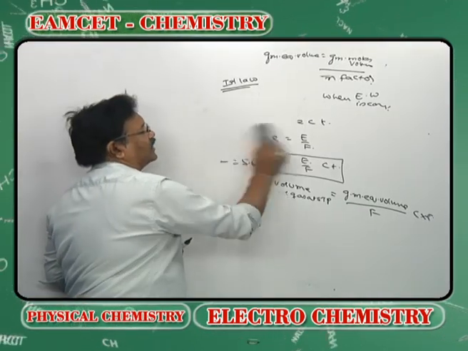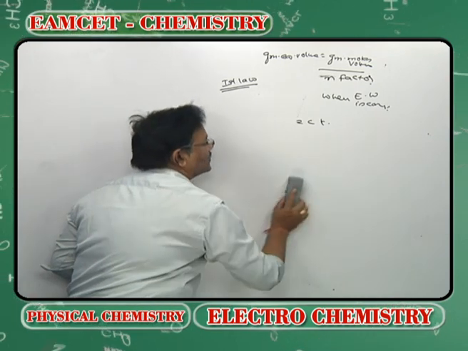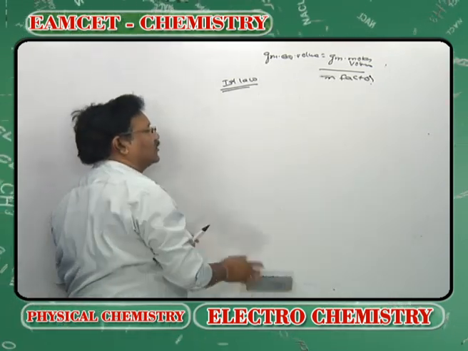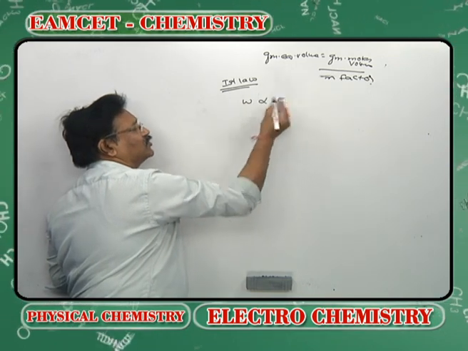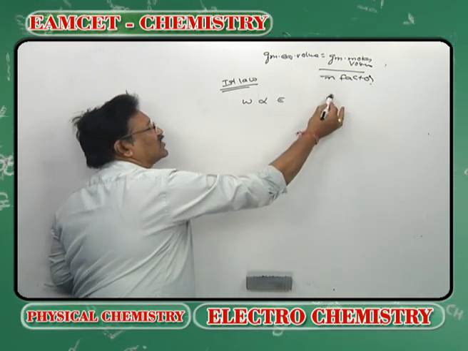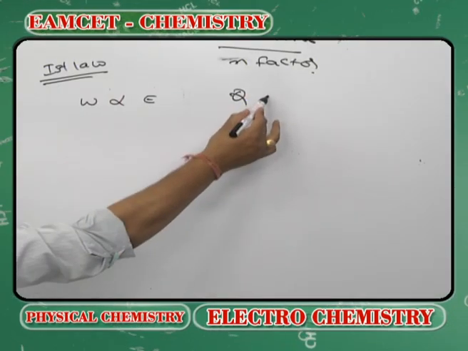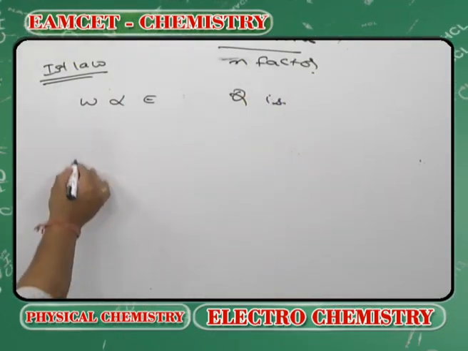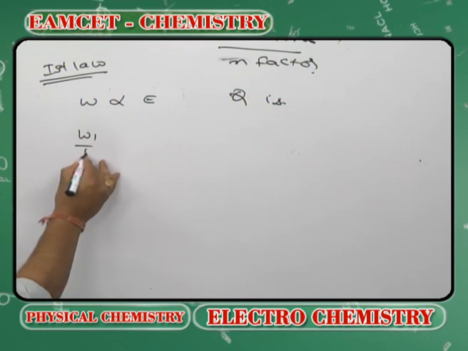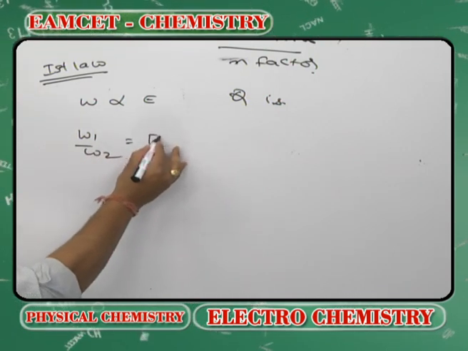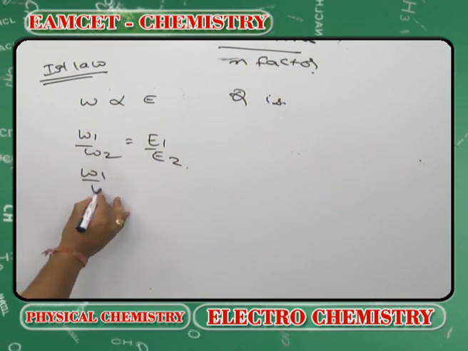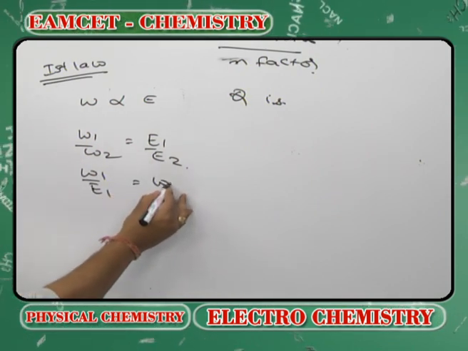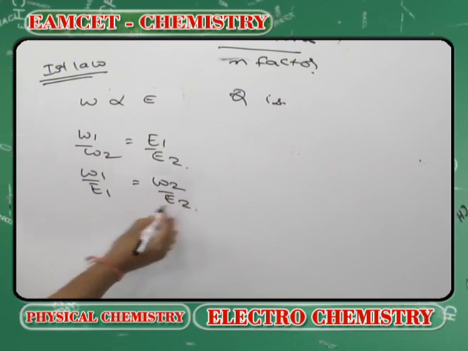Next, second law. What is the second law? W is proportional to E when Q is constant. So W1 by W2 is equal to E1 by E2, or W1 by E1 is equal to W2 by E2. So what is the formula?